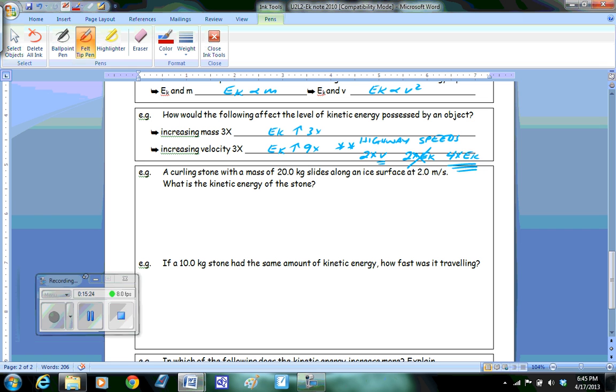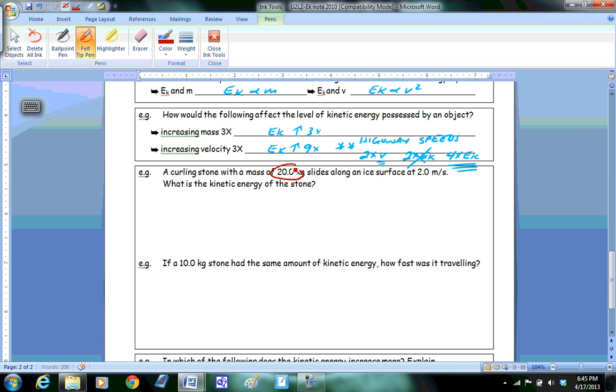Okay, now we're going to be looking at an example using this particular equation. Here we've got a curling stone with a mass of 20 kilograms. It's sliding along the surface at 2 meters per second. I want to know the kinetic energy of the stone. Let's see what we have here.